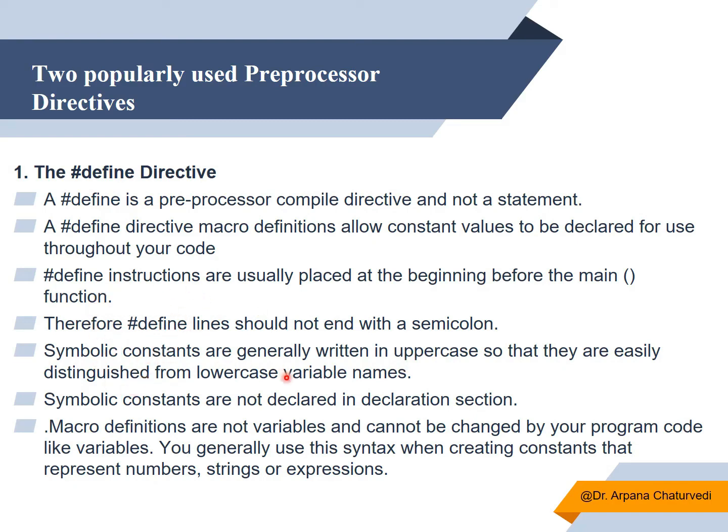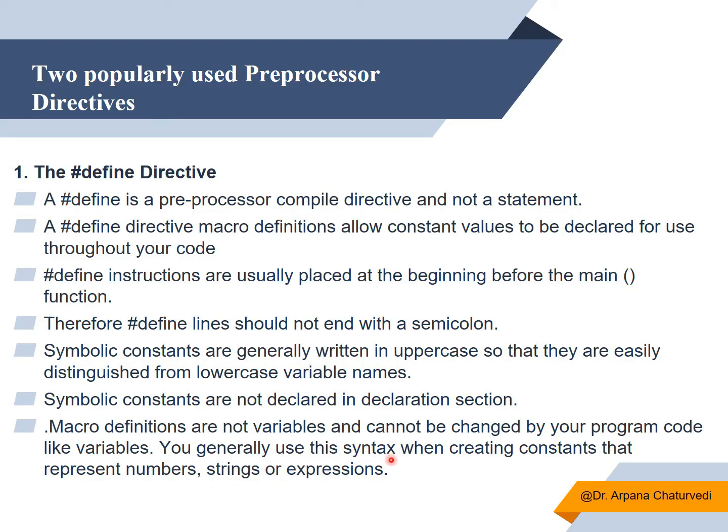You can declare variables also as constants while writing a program. For that we use the const keyword. So to differentiate between preprocessor or macro defined constants and normal constants, there should be a difference between cases. In lower case you go with const, and for upper case you go with hash define. Symbolic constants are not declared in the declaration section. Macro definitions are not variables and cannot be changed by your program like other variables.